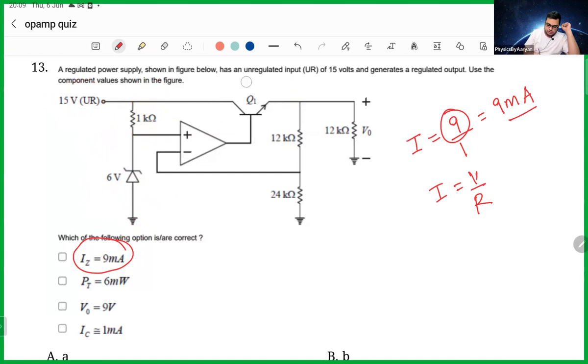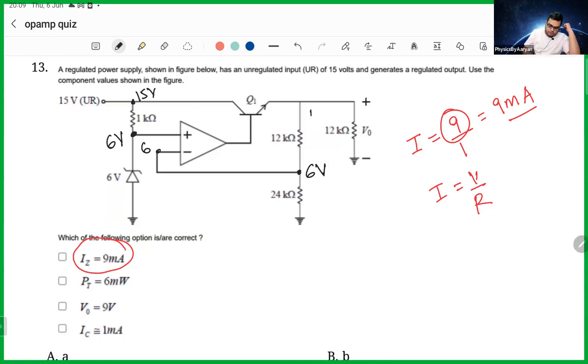So let me remove all of this. And we got 9 milliampere. Okay, now let's come back. So this is 6 volt, and this is 15 volt. If this is 6, then this is also 6, using the virtual ground, and this is also 6. Okay, perfectly fine.